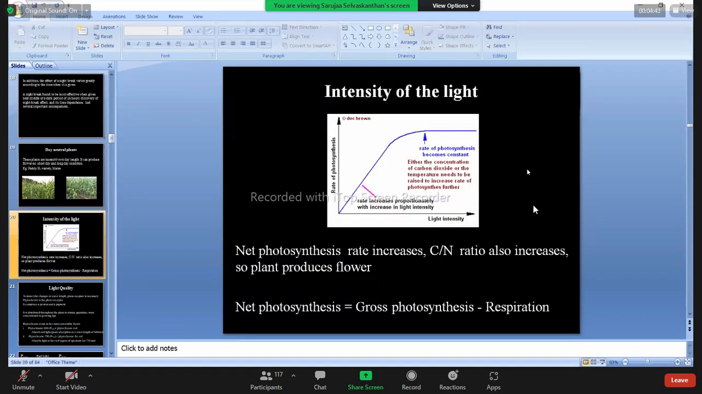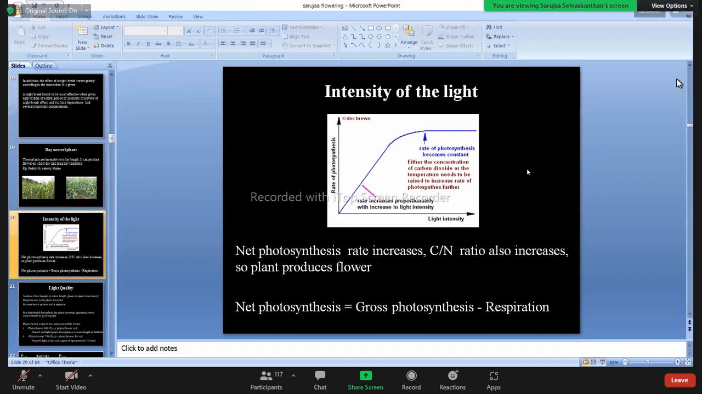And the intensity of light: up to a certain level, when the light intensity increases, the rate of photosynthesis also increases. But thereafter, when the light intensity increases further and further, there is no change in the rate of photosynthesis. The rate of photosynthesis becomes constant thereafter, right?